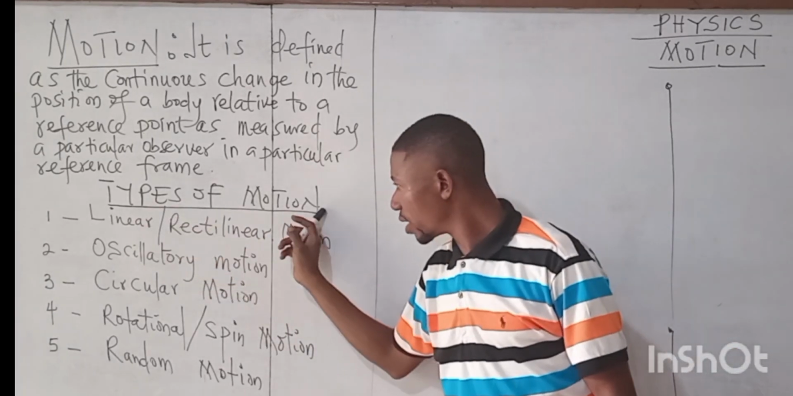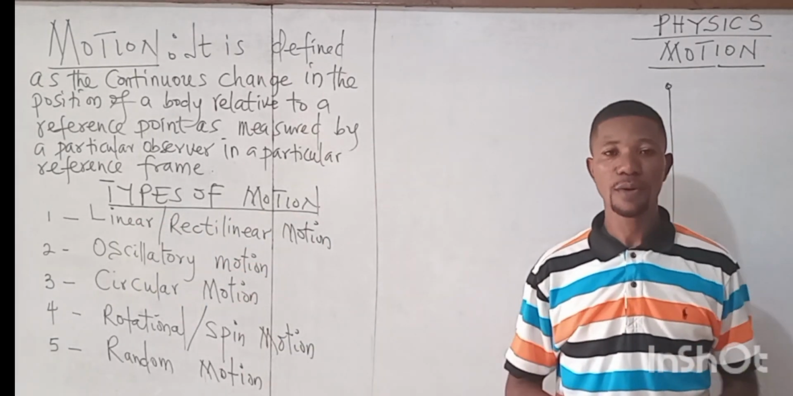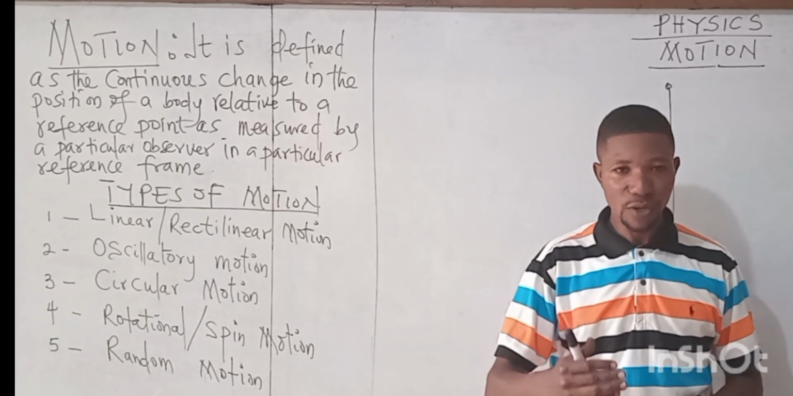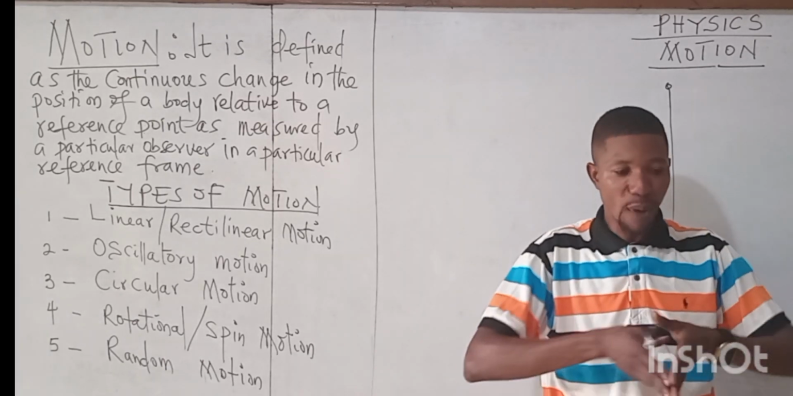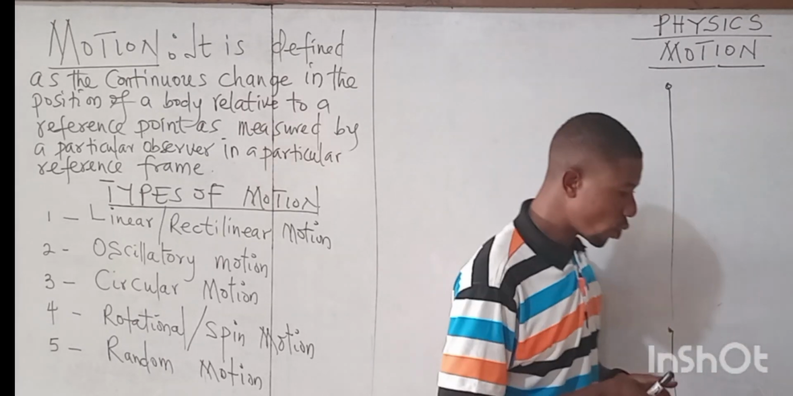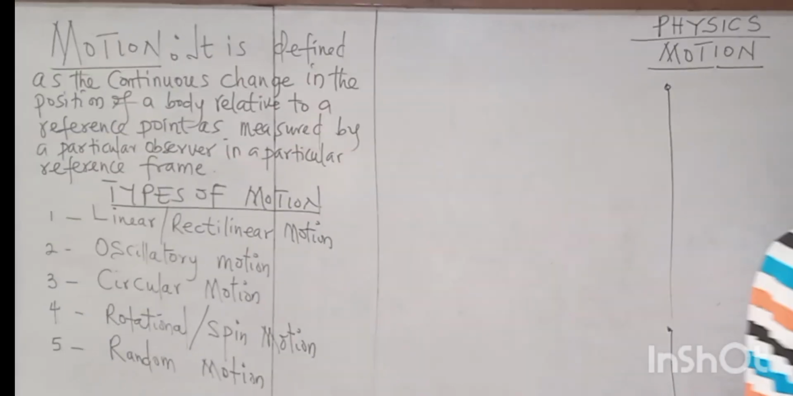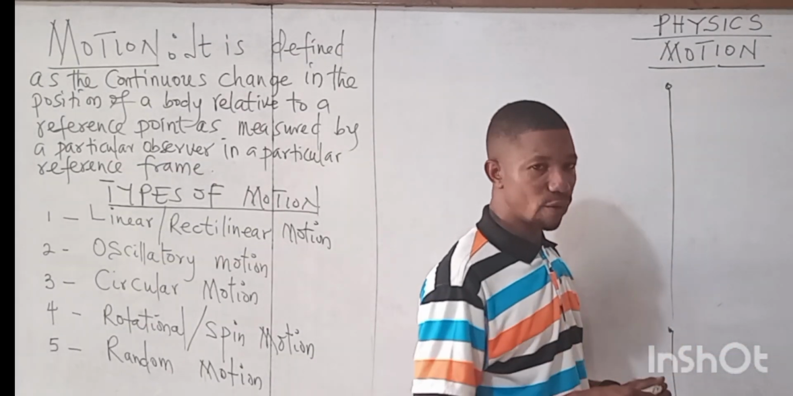So types of motion, we have one known as linear motion, or sometimes called rectilinear motion. This is the type of motion demonstrated by a body along a straight line or a straight path. So when I'm moving on a straight path this way, the kind of motion I'm demonstrating here is linear motion.